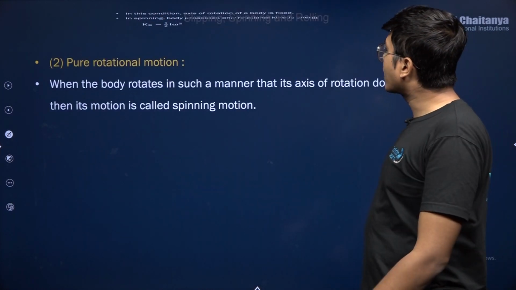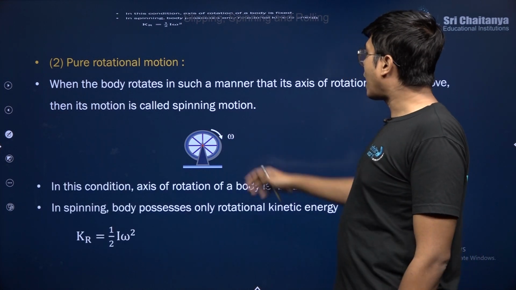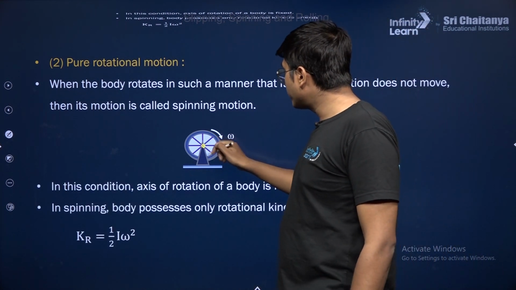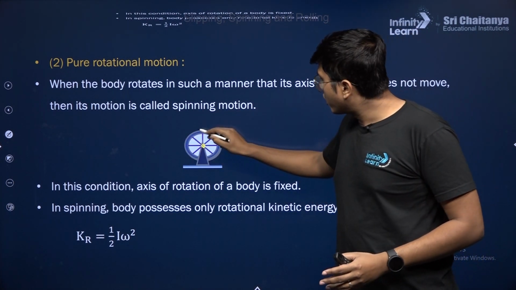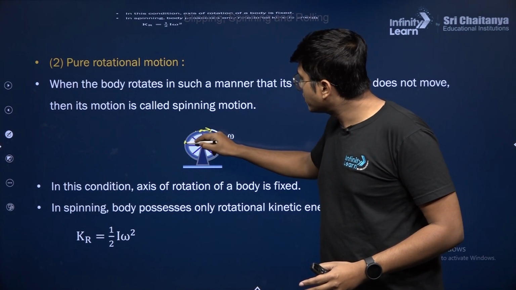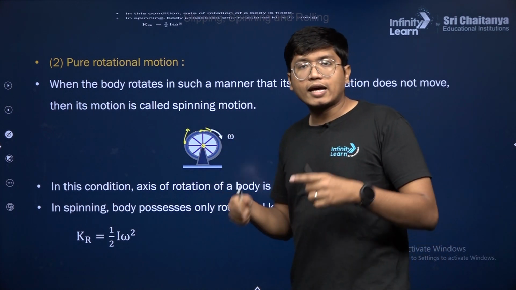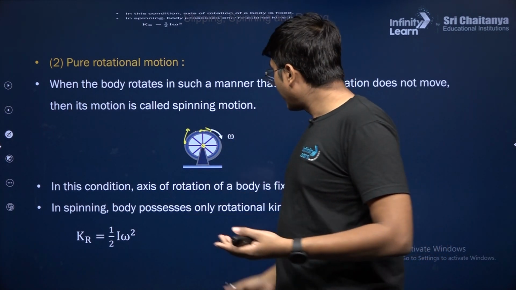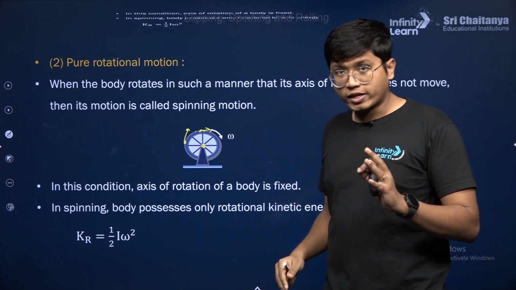Next up we are going to look at pure rotational motion. Now in pure rotational motion, you have the fixed point over here. No point moves horizontally. There's no translational motion. Each point you pick is moving tangential to its path. It has an angular velocity omega. In this case, the axis of rotation of the body is fixed.